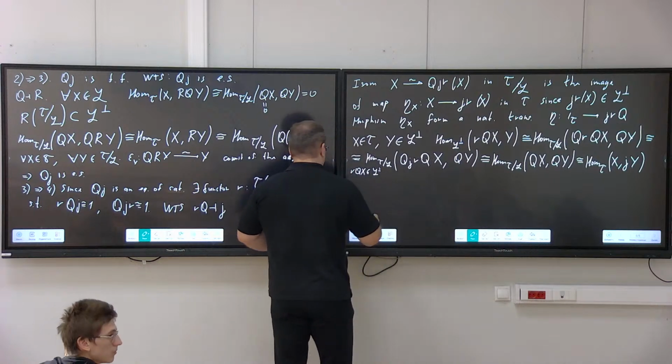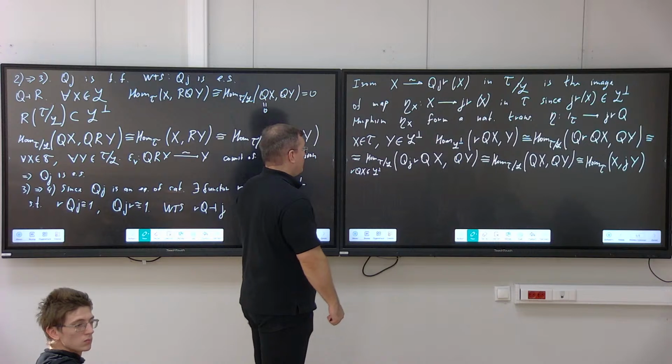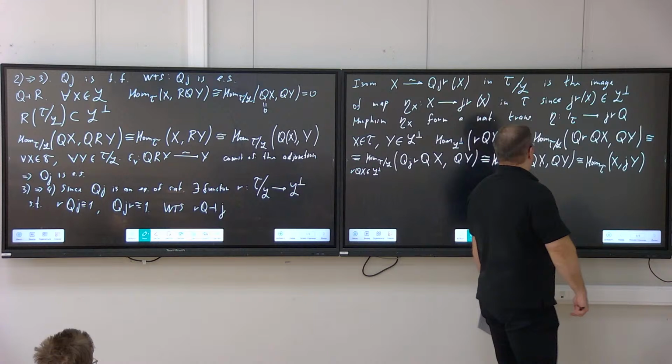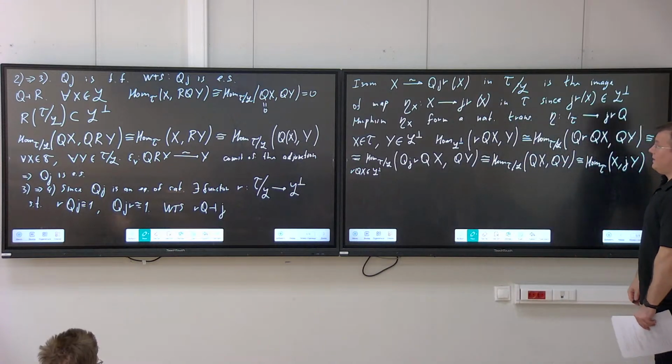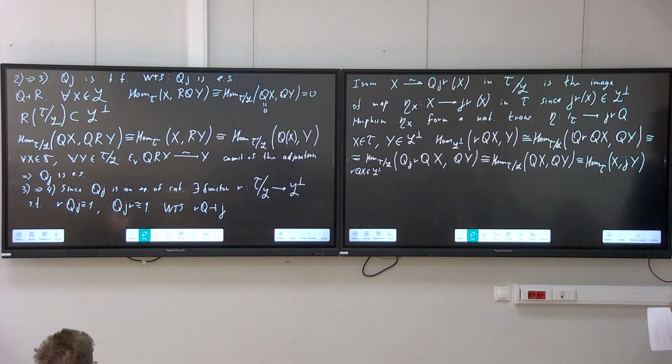Excuse me, nevertheless, I don't understand the first isomorphism. So we have L orthogonal, and then we have to apply the functor J. Okay, we apply it, and we have this isomorphism to Hom in T from R Q X to Y. Isn't it?